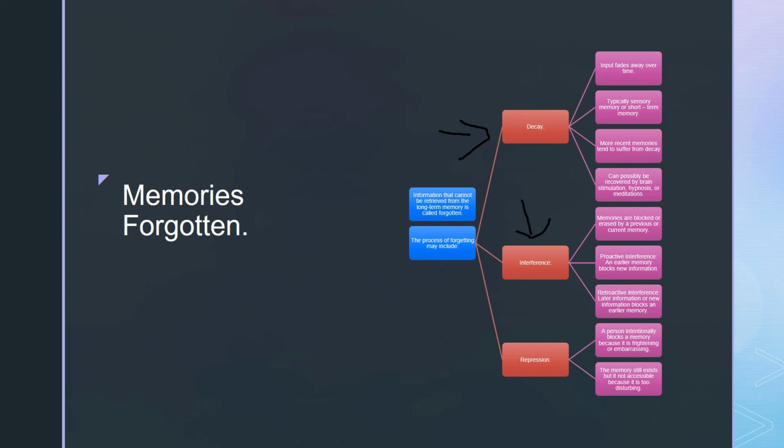And the last one here is repression. Now, repression is when you intentionally block a memory because it's frightening or embarrassing. The memory may still exist, but it's not accessible to you or your brain because it is too disturbing.